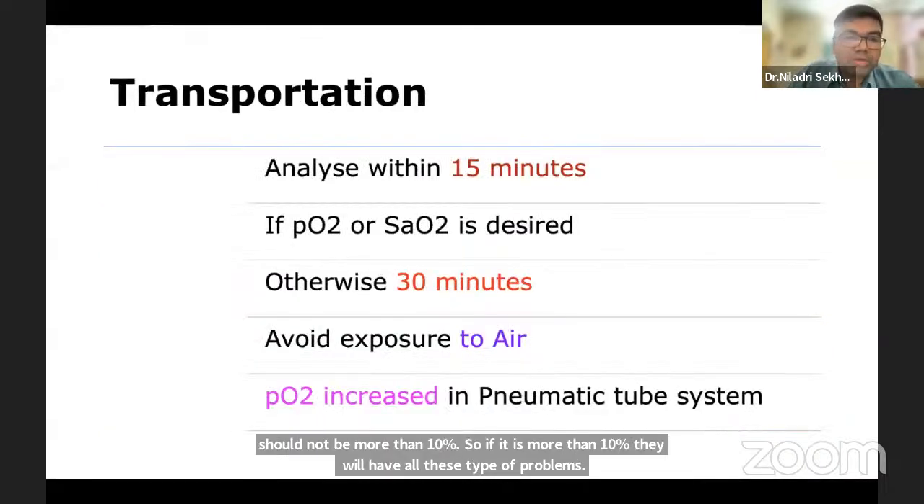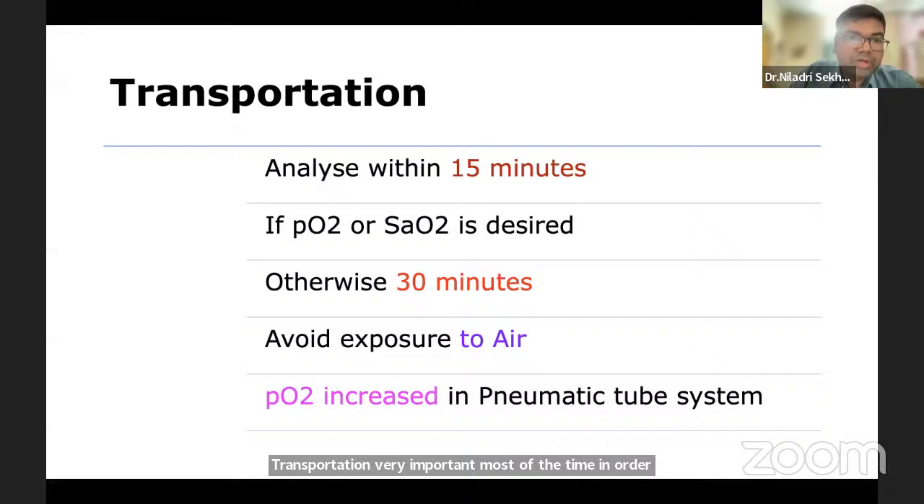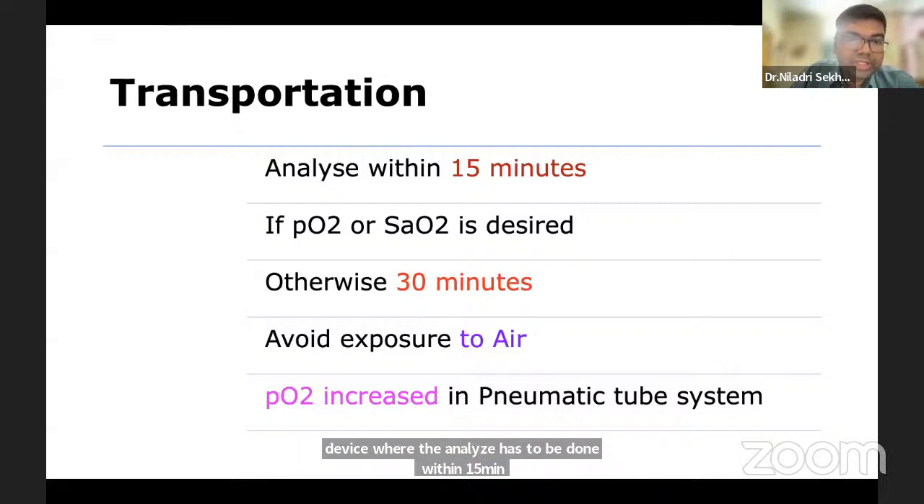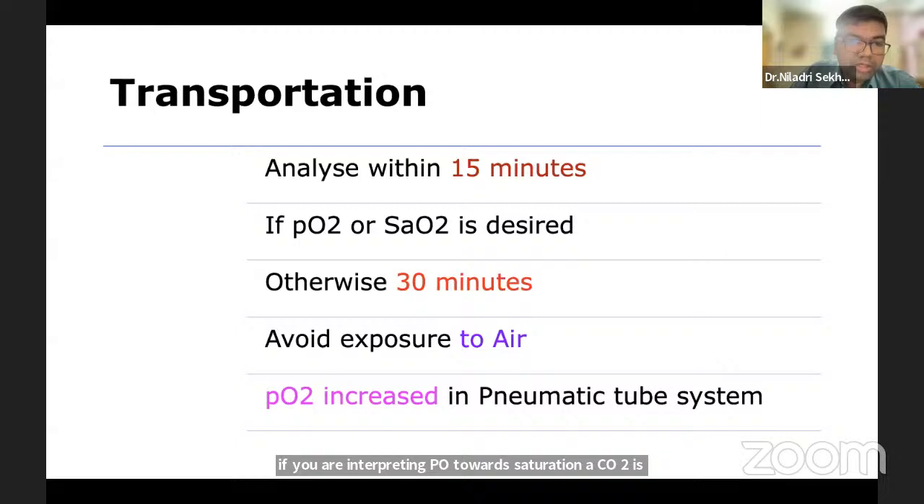Transportation is very important. Most of the time in your intensive care unit and elsewhere, we have a point of care device where the analysis has to be done within 15 minutes. If you are interpreting PO2 or saturation, SaO2 is desired. If you are trying to check whether other parameters are also deranged or not, in those scenarios it is better not to wait more than 30 minutes. After 30 minutes, they will have problems.